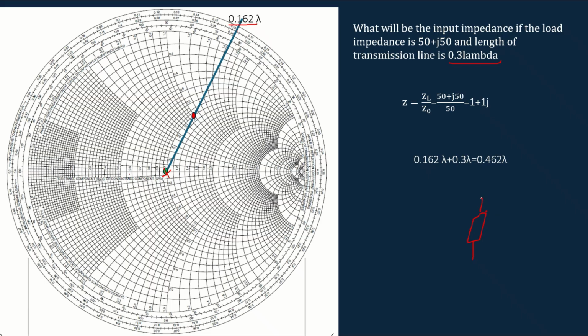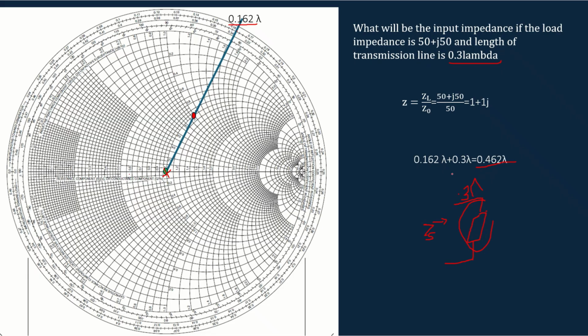Now we have to connect the transmission line having a length of 0.3 lambda. So we have to add this and this together. That is the next step. When you add that, you get 0.462 lambda. So that is the total length towards the source. So your aim is to find the input impedance at a length of 0.462 lambda.